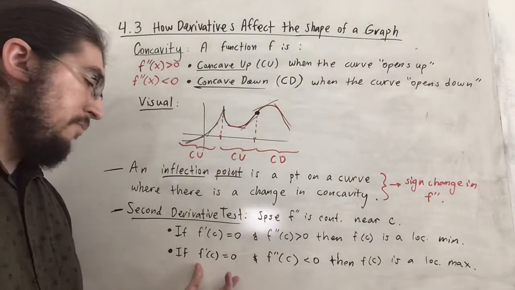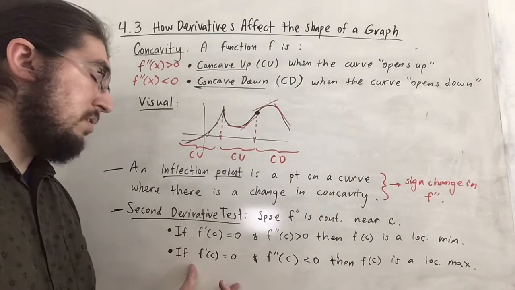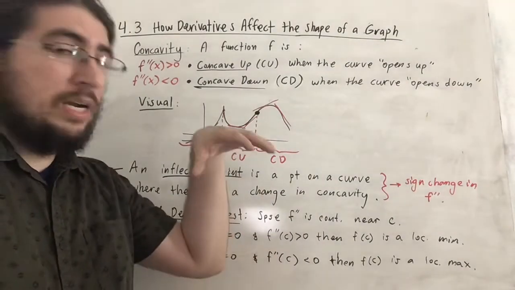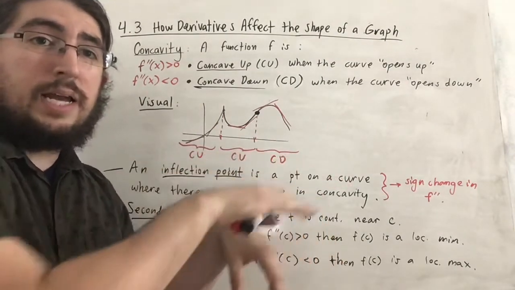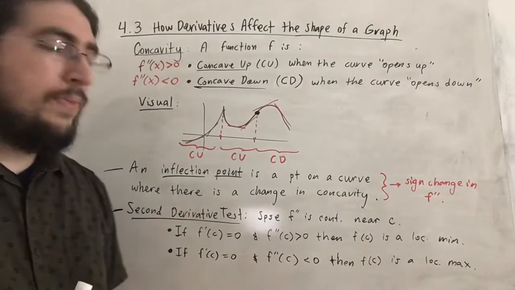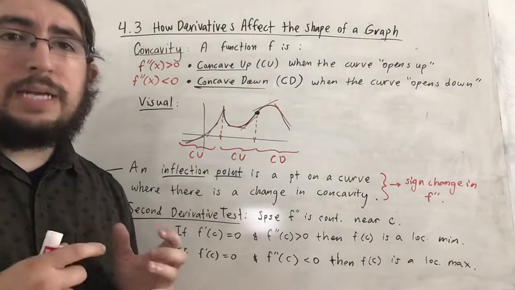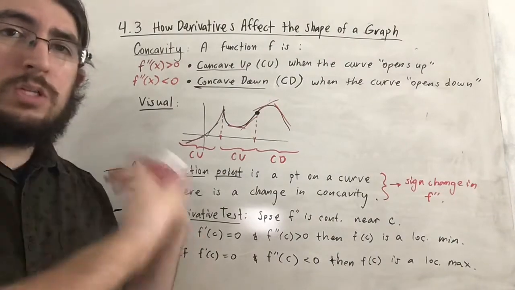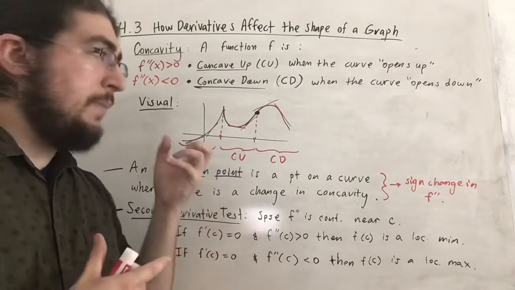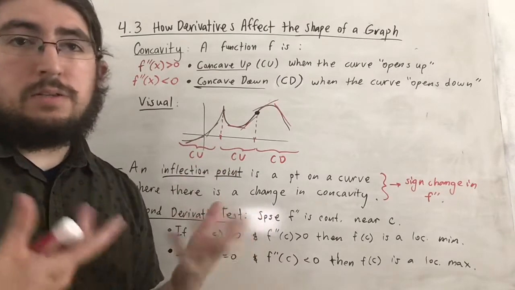Similarly, if f prime of c is equal to 0, and f double prime of c is less than 0, then it's concave down at a horizontal tangent line, so it's the highest point in that region. In other words, a local max. Okay. So now we're going to take a look at some examples where we'll try to bring all of this together and hopefully get a good understanding of what the shape of the graph looks like.